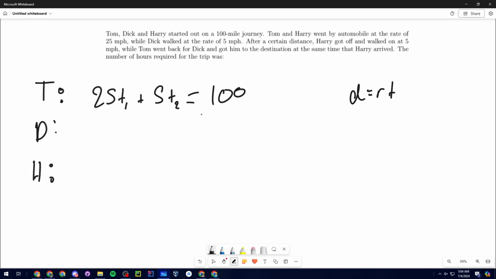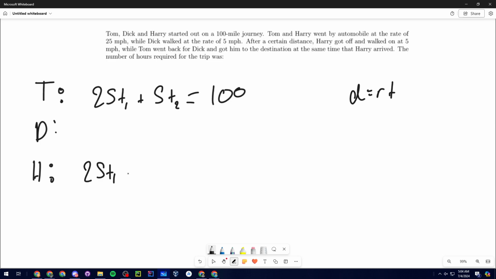Oh, it's not even in order. Okay, let's think of Harry's perspective. Why? Because Harry is on the automobile. Okay, so Harry, he went up on the automobile, started off at 25. For how long? Well, same time as Tom, right? Because now he's still in the automobile, but he's going back.